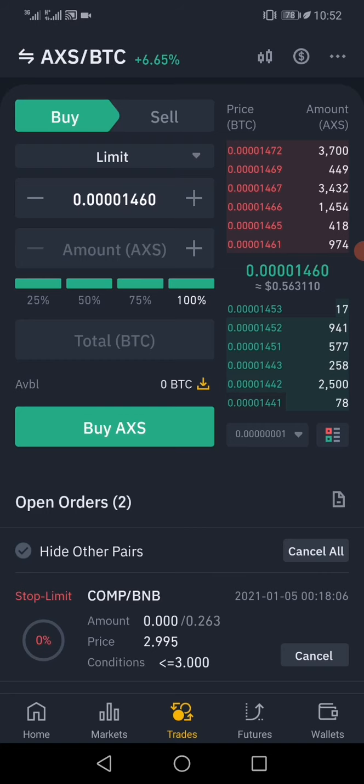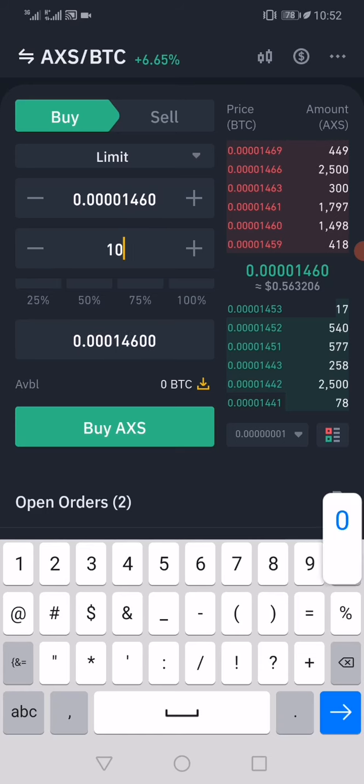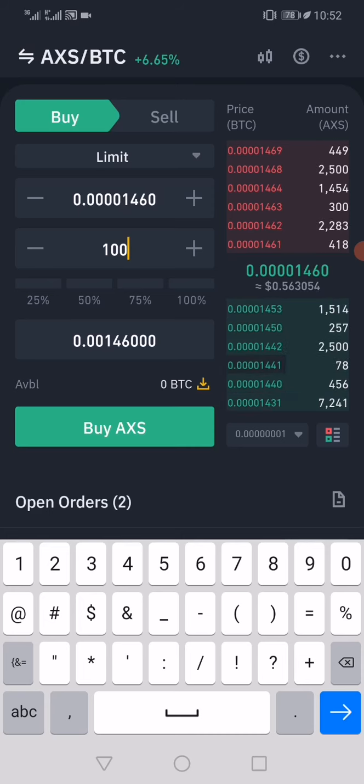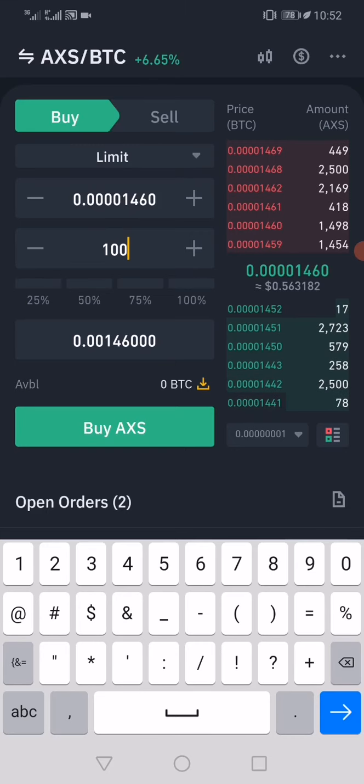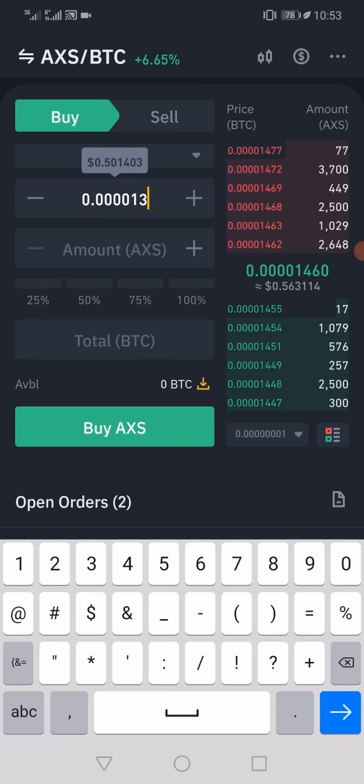So the next thing I want to do is, let's say I want to buy 100 AXS, and this is it, and it is giving me the worth in BTC, which is around 146,000 satoshis if I buy it at this limit price. So this is it. Now if I ask you to fill in an order where you set a limit price, like I was giving an example, we have 1349. So I'll first change the limit order to 1349, and then I'll enter the amount I want to buy, and then I'll tap on the buy.